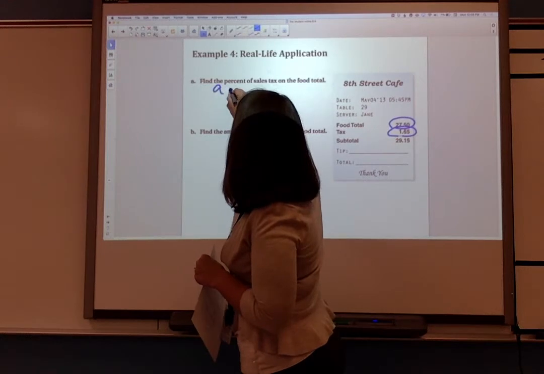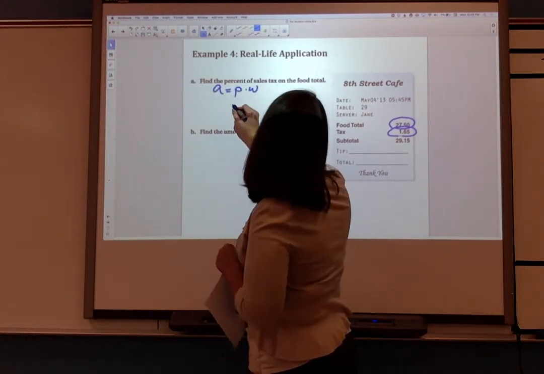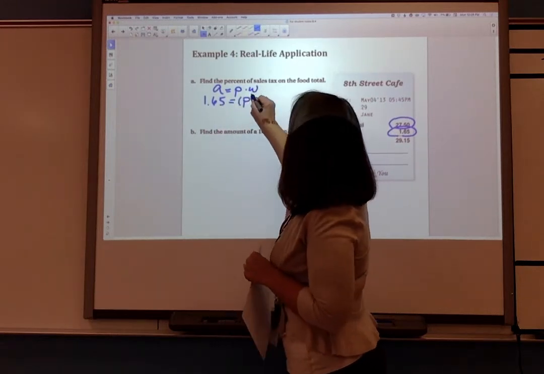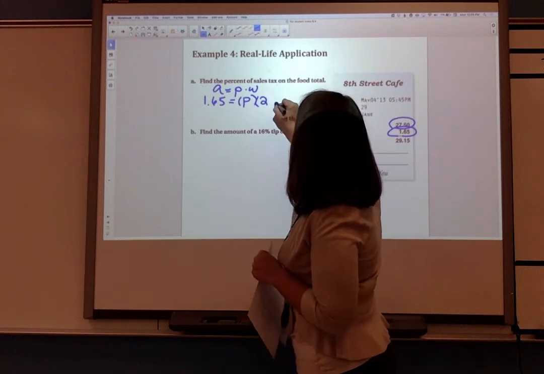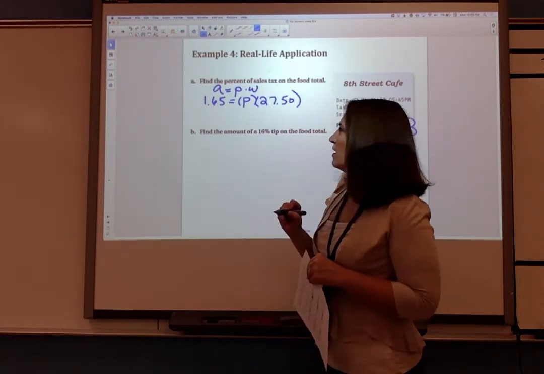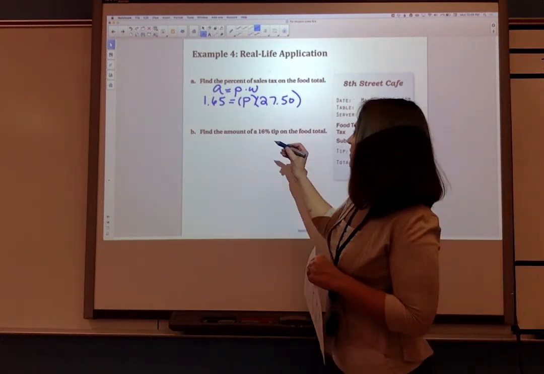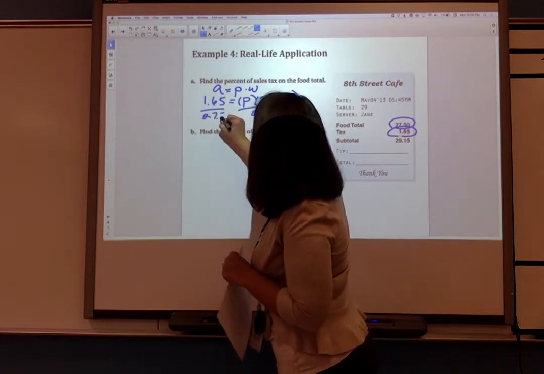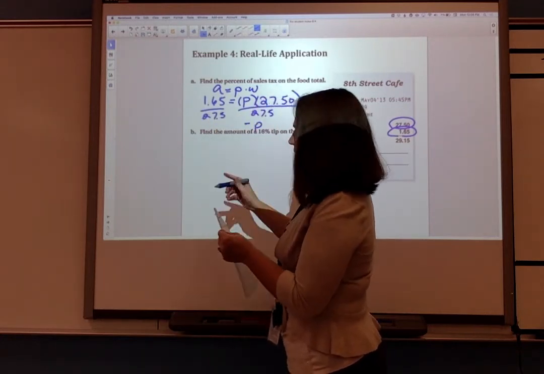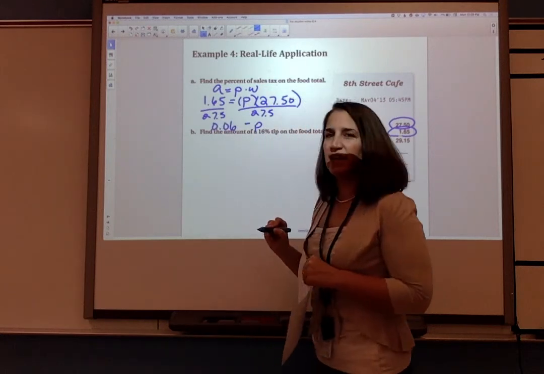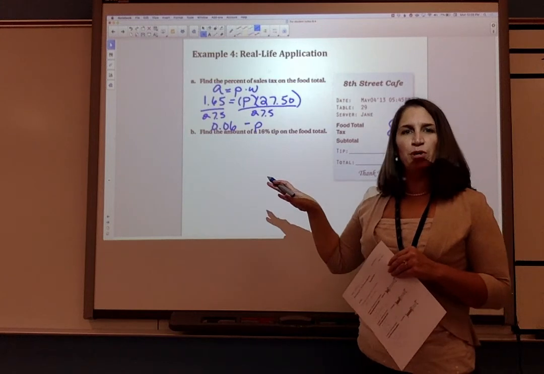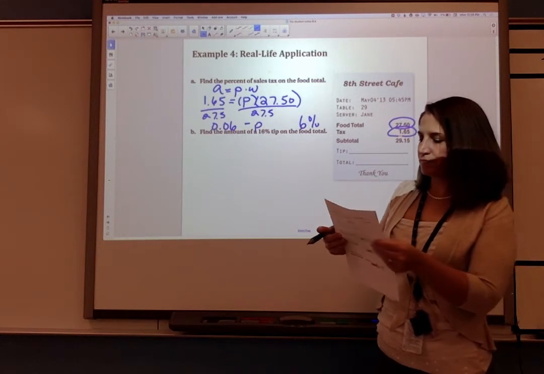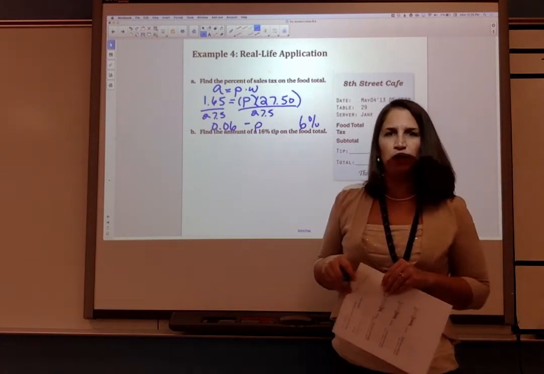So we have A equals P times W, where the part is $1.65. Percent we'll leave as a P, and then the whole is $27.50. So we'll divide both sides by $27.50. And our percent is 0.06 as a decimal. We can move our decimal point over 2 places to find out that's about 6%. So that's the percent of sales tax that you paid.